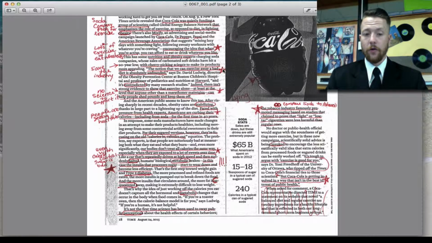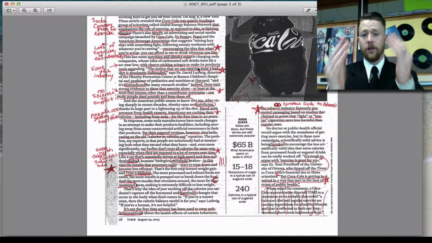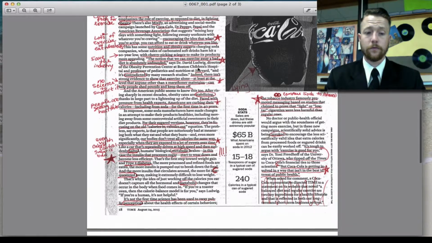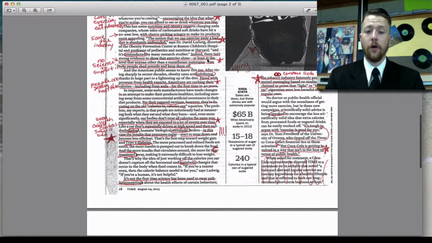Okay, moving down my annotations, the notion that we can exercise away a bad diet is absolutely unfounded. So we have one position up here, and then we have a counter position down here, and we start to see that there is going to be kind of a back and forth in the article. We move down. Indeed, there isn't strong evidence to show that exercise alone, at least at that level that anyone other than a marathoner maintains, can help people shed pounds and keep them off. I put my little comment, there is no science to support the soda company's claim.